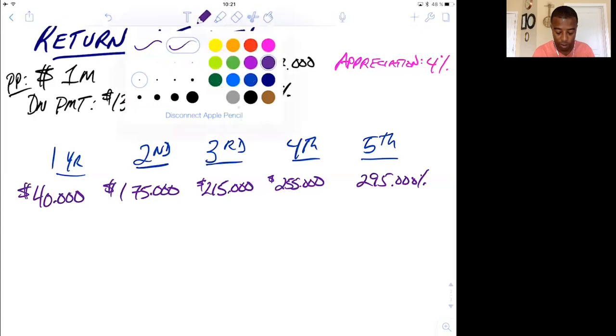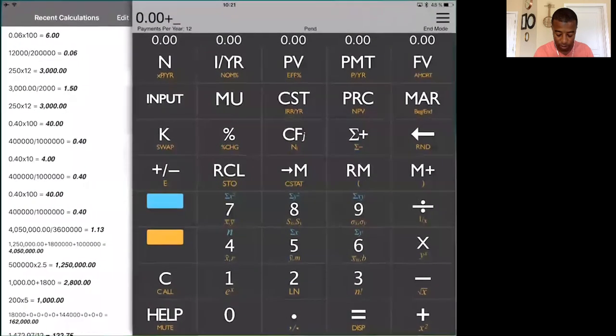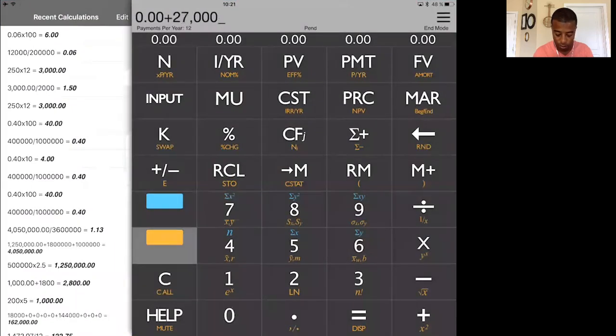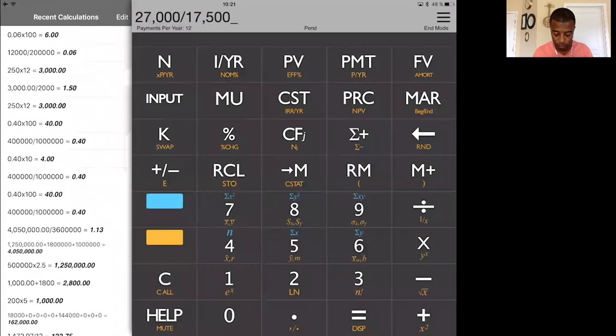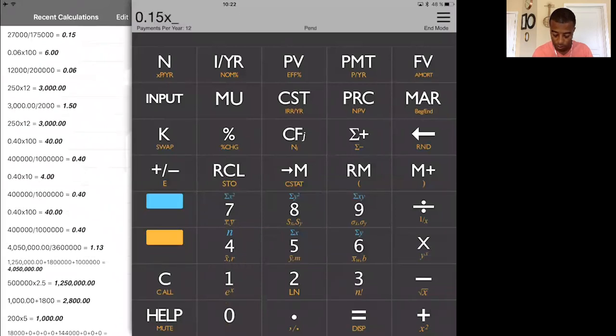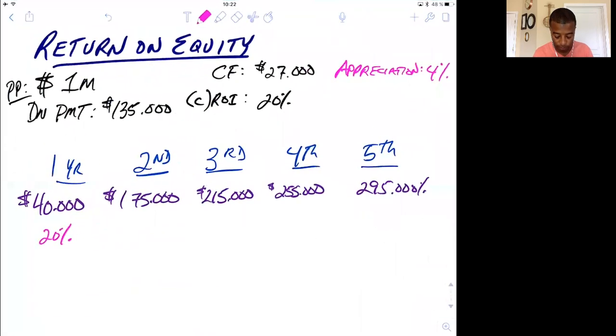Now, if we looked at the first year, we talked about that the first year's return on investment was, I think we said, 20%. If we then look at year two, and we continue to look at the same annual cash flow, in the second year, the return is the $27,000 divided by, what did we say, $175,000, which gives us a 15.43% return.